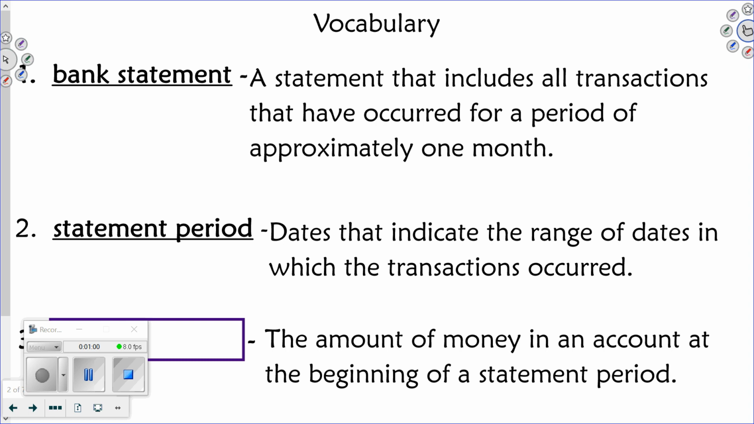All right, then you have a statement period, which is the range of dates in which the transactions occurred. So it's not always like January 1st to January 31st, right? It's not always a beautiful, perfect month. It could be from the 14th to the 13th of the next month. So they can kind of fall in between.